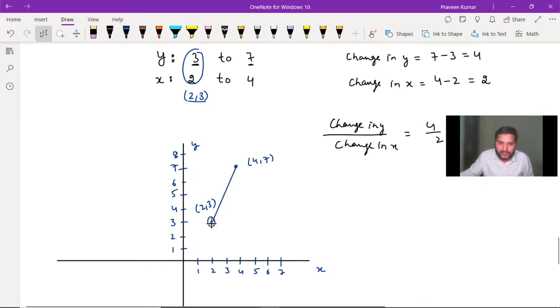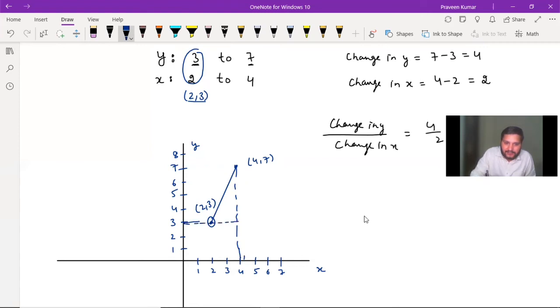So I need to get the change in y with respect to change in x. So let me draw perpendiculars like this. I can join this. Yes.